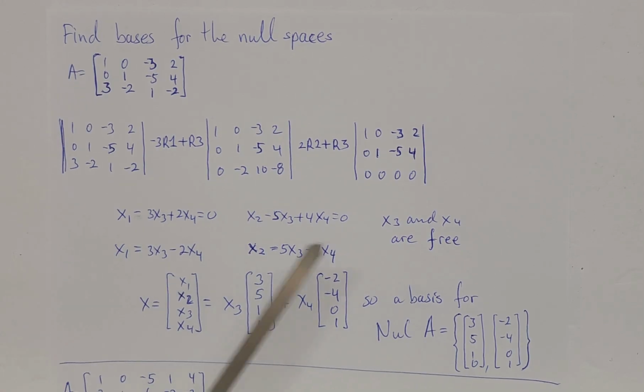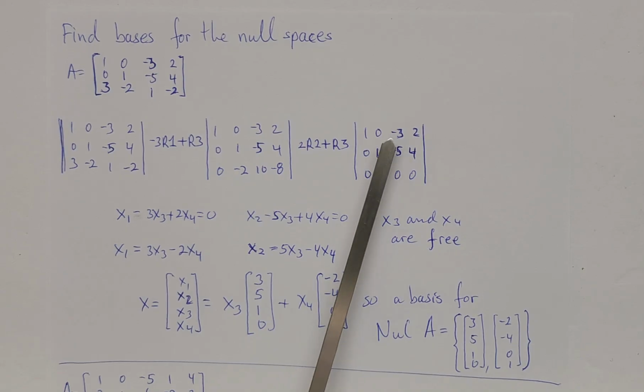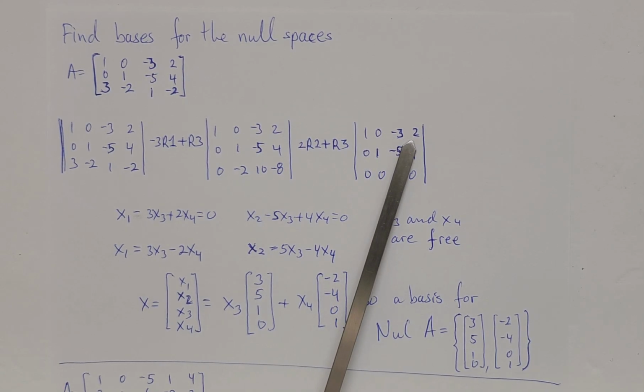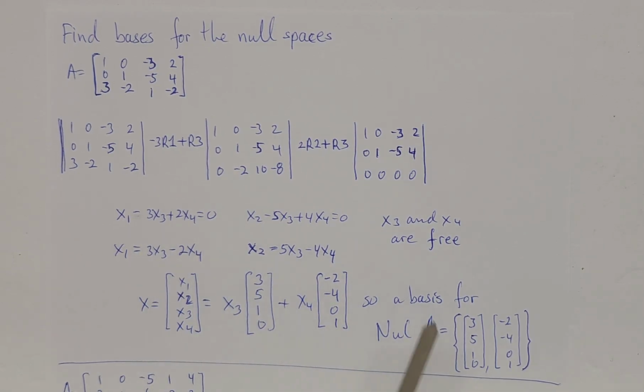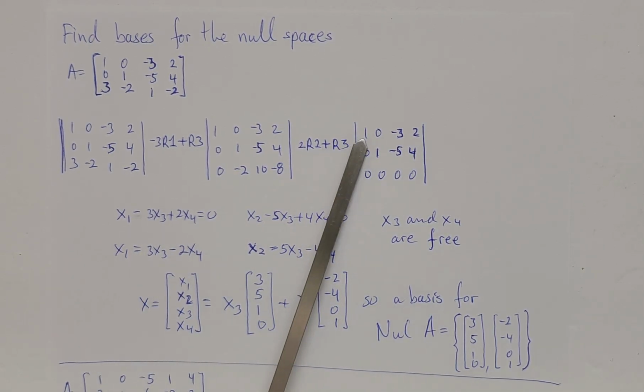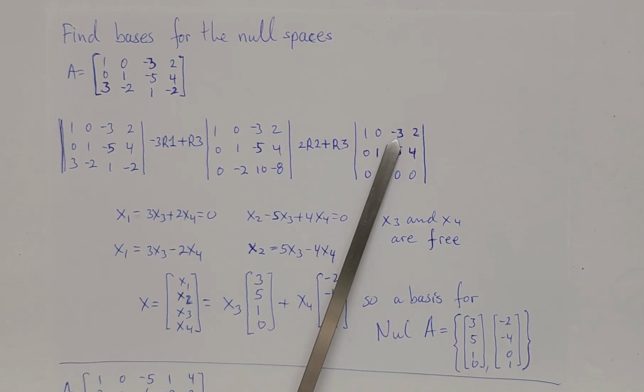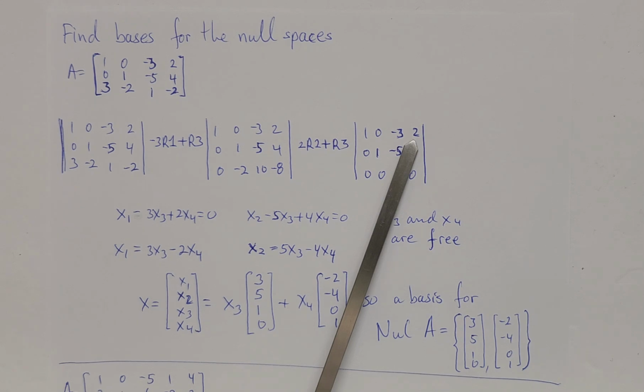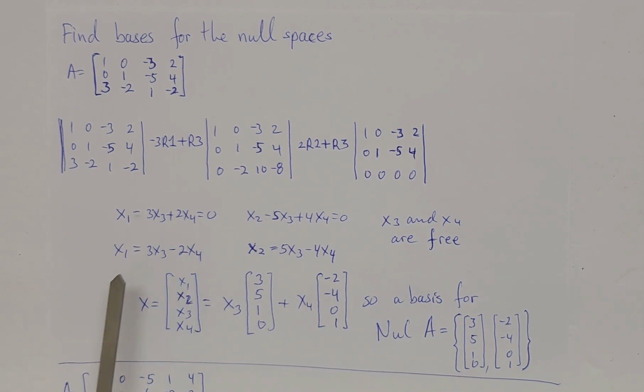Okay, so now we are done, so we will write that out. x1 minus 3x3 plus 2x4, and that's what I have here. And then just solve for it. So now I have 3x3 minus 2x4. Bring the -3 over, it becomes positive. Bring the 2 over, it becomes minus.